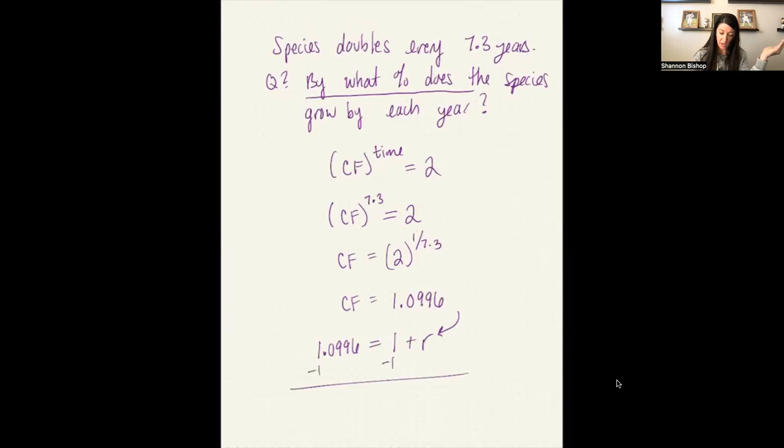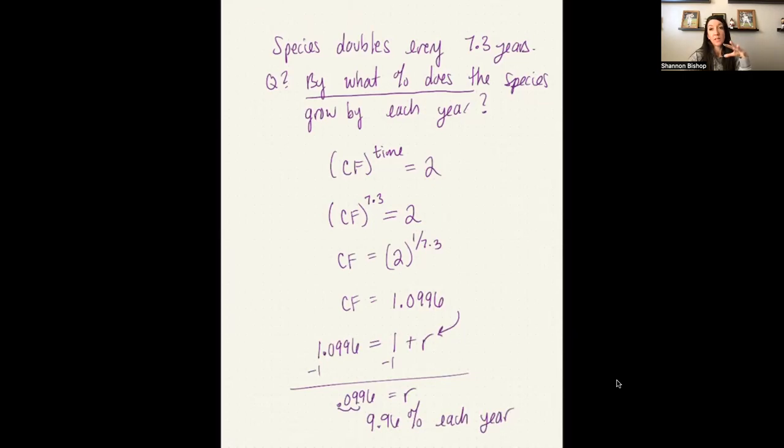If you do the quick subtract 1, 0.0996 is the percent rate. But again, remember, r always stands for the percent rate in decimal form, always decimal form. So the actual percentage is 9.96 percent each year.